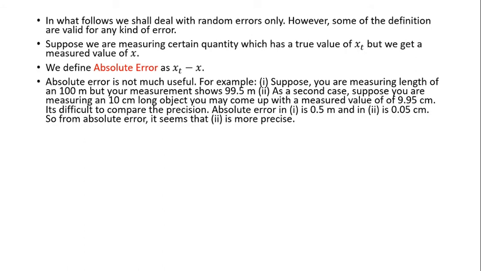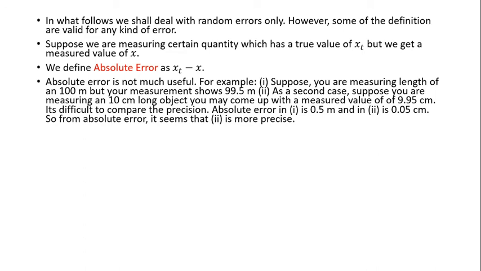For example, consider two situations. In the first place, you are measuring a 100-meter long object and come up with a measured value of 99.5. In the second place, you measure a 10 centimeter long object but has an experimental result of 9.95 centimeter. So if you calculate absolute error, in the first case you have an absolute error of 0.5 meter, whereas in the second case you have an absolute error of 0.05 centimeter. So in terms of absolute error, it seems that the second case is the more precise.